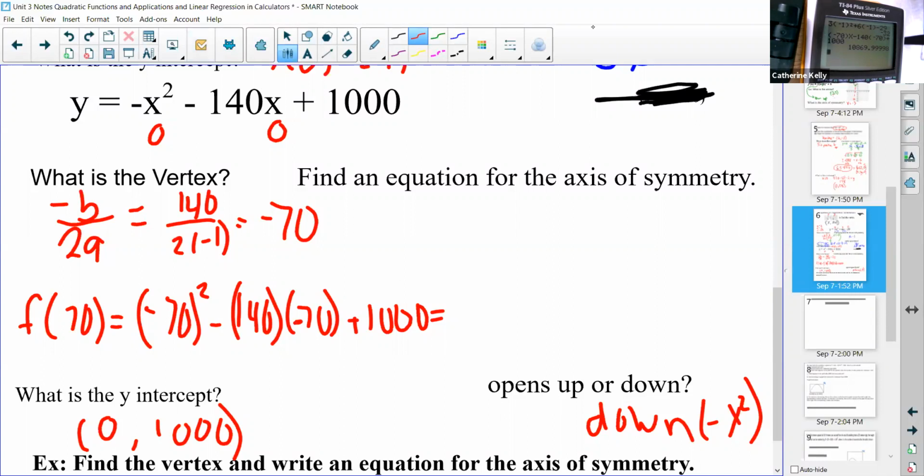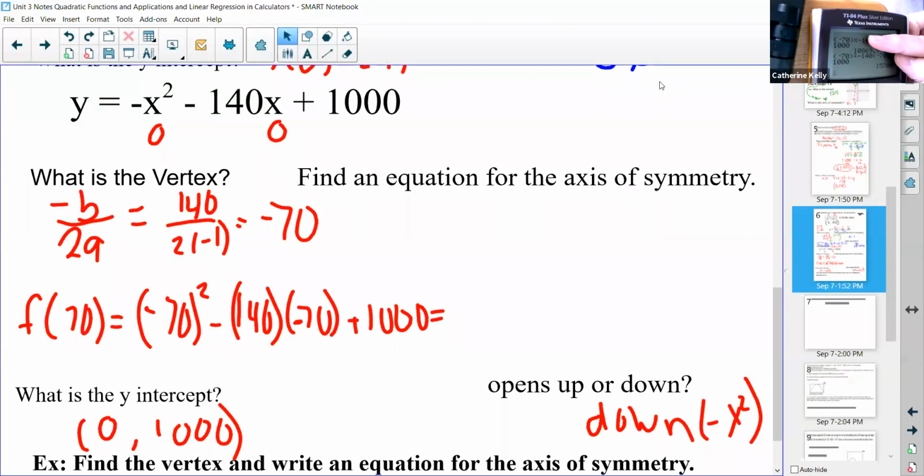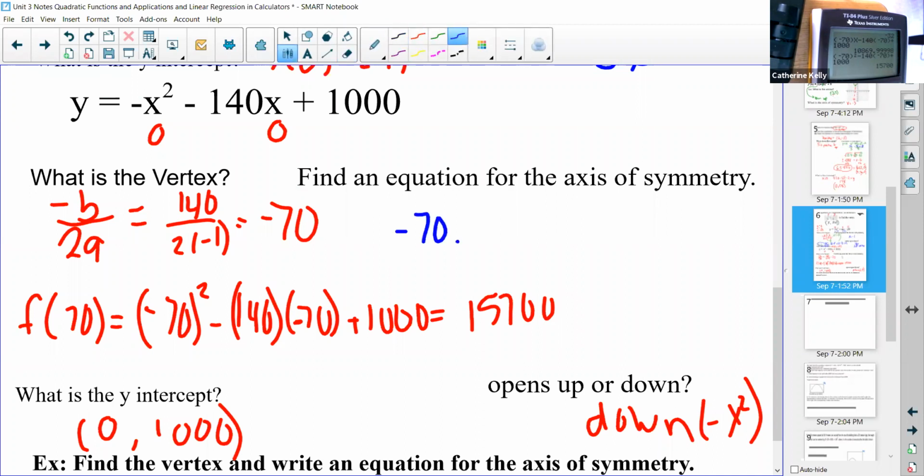I'm going to pause the video and make sure that that's right before we continue. Okay, found my error in my calculator. I put an X there instead of a square. So I went back through and put a square there, and I have 157,000. So that's a lot. So that's my vertex. My vertex is then negative 70 and 15,700.